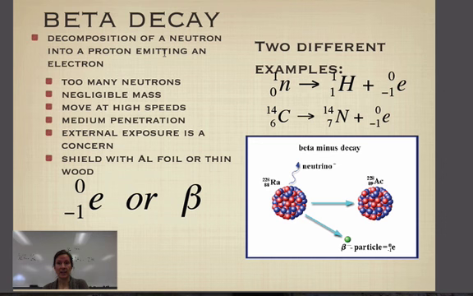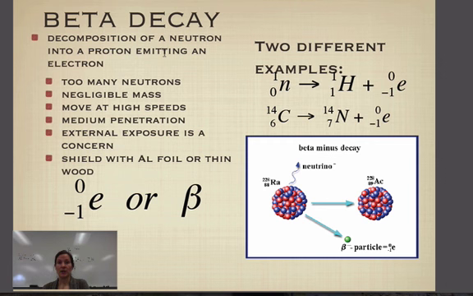So in that case, external exposure is a concern because it can get through your skin and start damaging cells. And as I said here, aluminum foil, wool, lots of metals can actually protect you from this beta decay.